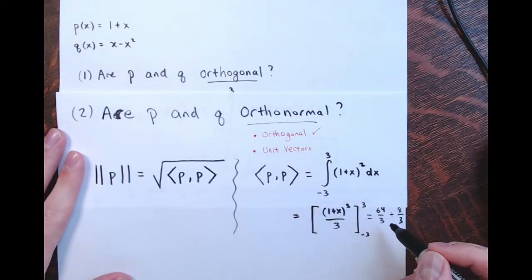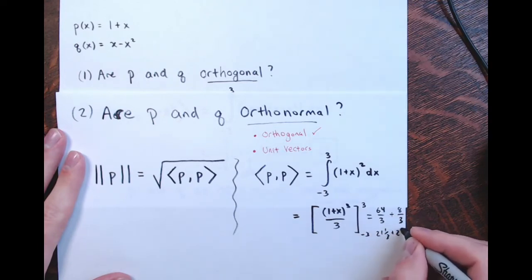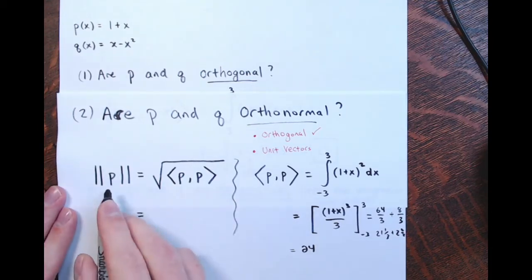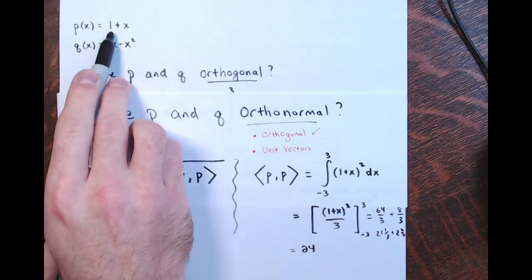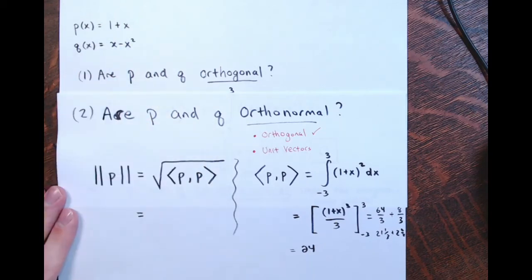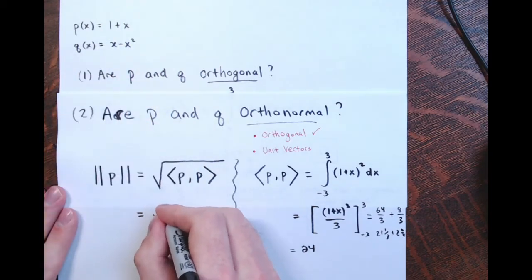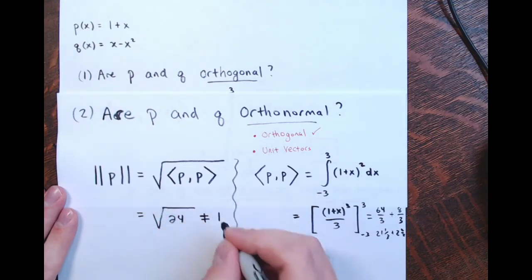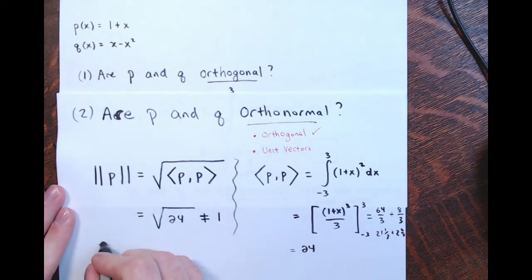We're getting 21 and 1/3 plus 2 and 2/3, so this is 24. So the norm of P, the magnitude of this polynomial, this function, is the square root of 24, which is not 1. So that tells me that P, P of x equals 1 plus x, is not a unit vector under this inner product.